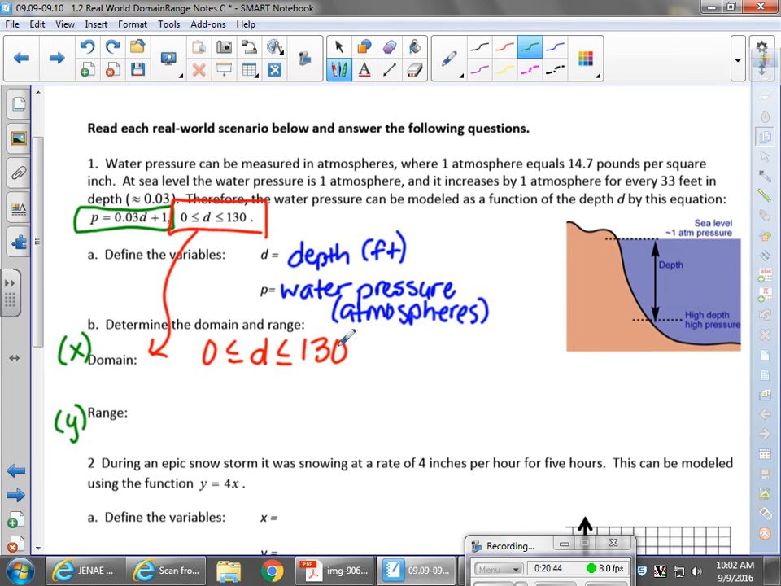And what's your maximum depth? 130. So make a little note. Possible depth, 0 feet, and a max of 130 feet.